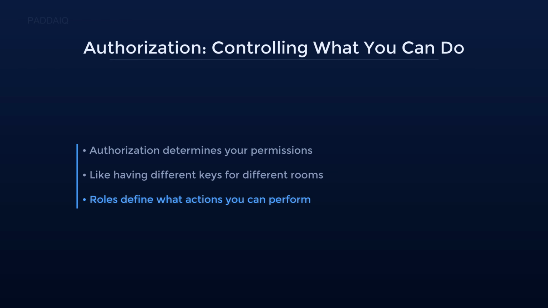Roles define what actions you can perform. This means each role is assigned specific permissions, allowing only certain tasks. For example, an employee role may let you view your payslip, but not change anyone else's. By assigning roles, administrators ensure users only access what they are permitted to use.